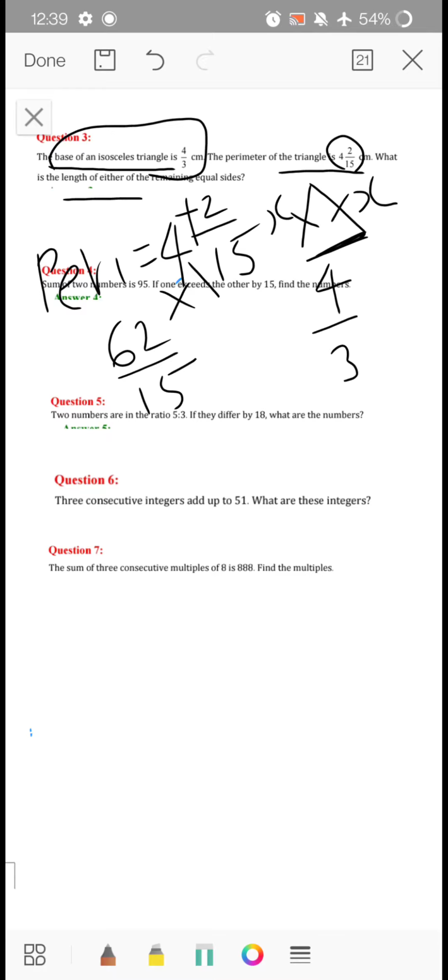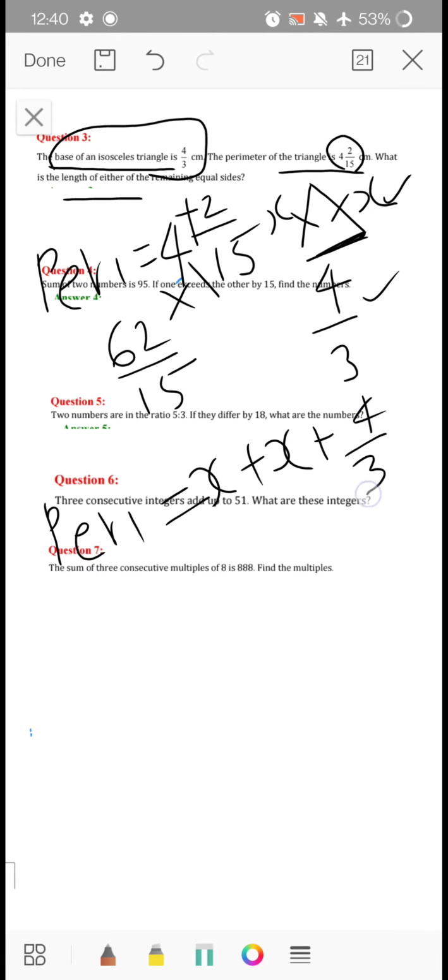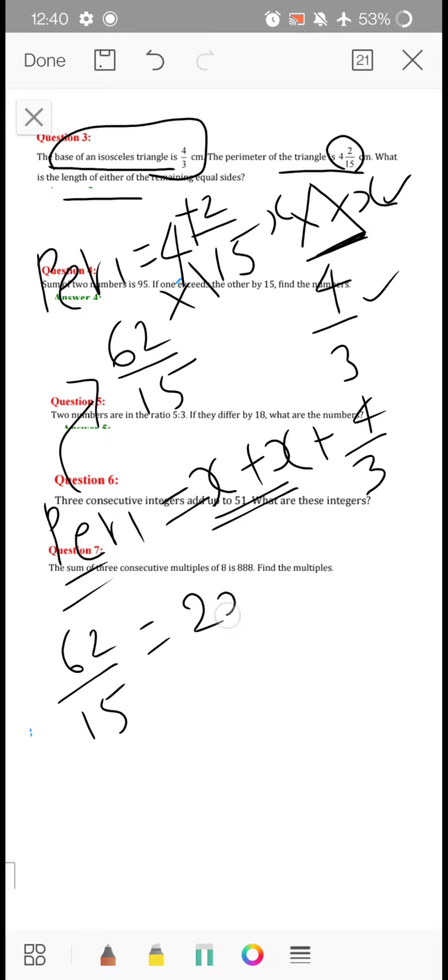Now here they have given the perimeter, so we will use the perimeter, and perimeter of a triangle, or any shape, is the addition of all the sides. So here we will simply add all the sides of the triangle, x plus x plus the third side, 4 upon 3, and this perimeter is given to you, 62 upon 15. So 1x plus 1x will be 2x plus 4 upon 3.